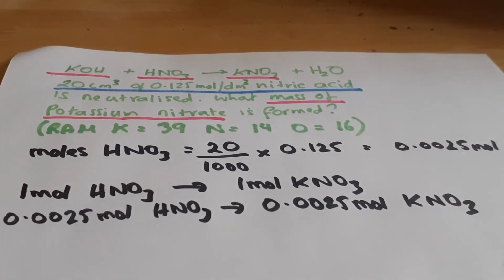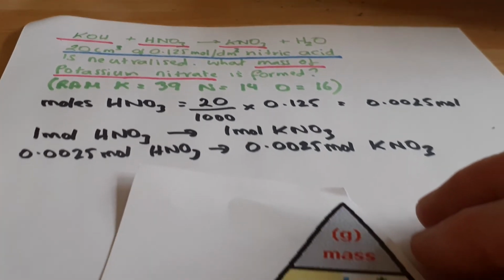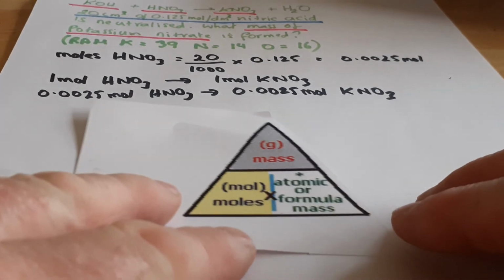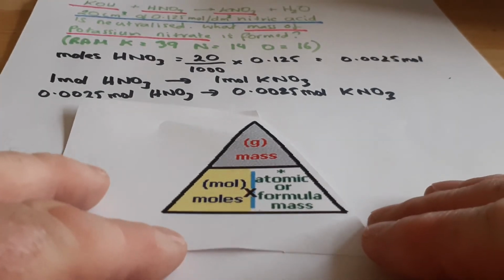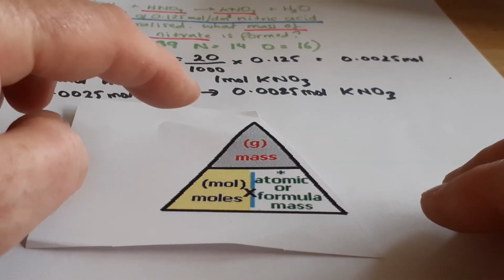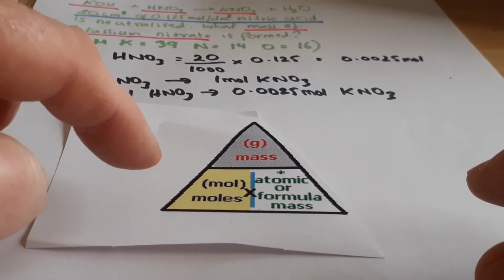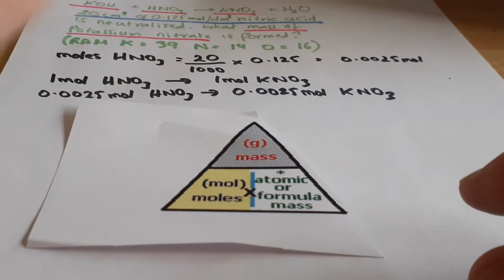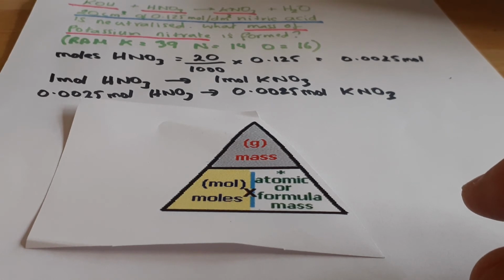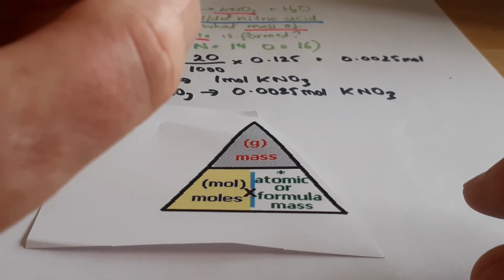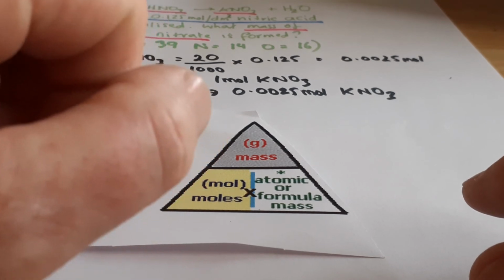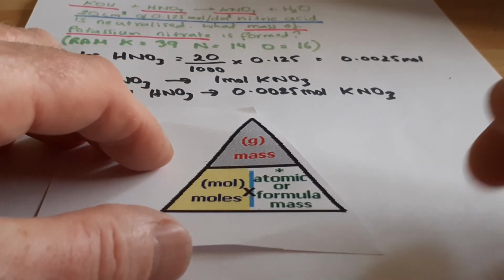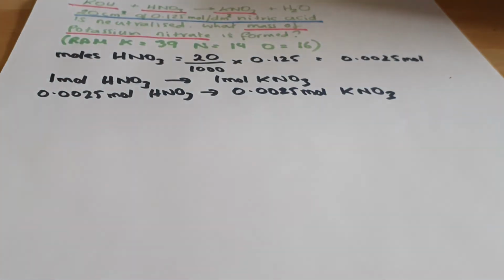Now, the only snag is this time, we want a mass. So, look at the difference. Two-step calculation. Now, to get the mass, we need the number of moles, which we've got, times the relative formula mass. And that's what we've got to work out for potassium nitrate. Formula mass is the same as the mass of 1 mole.